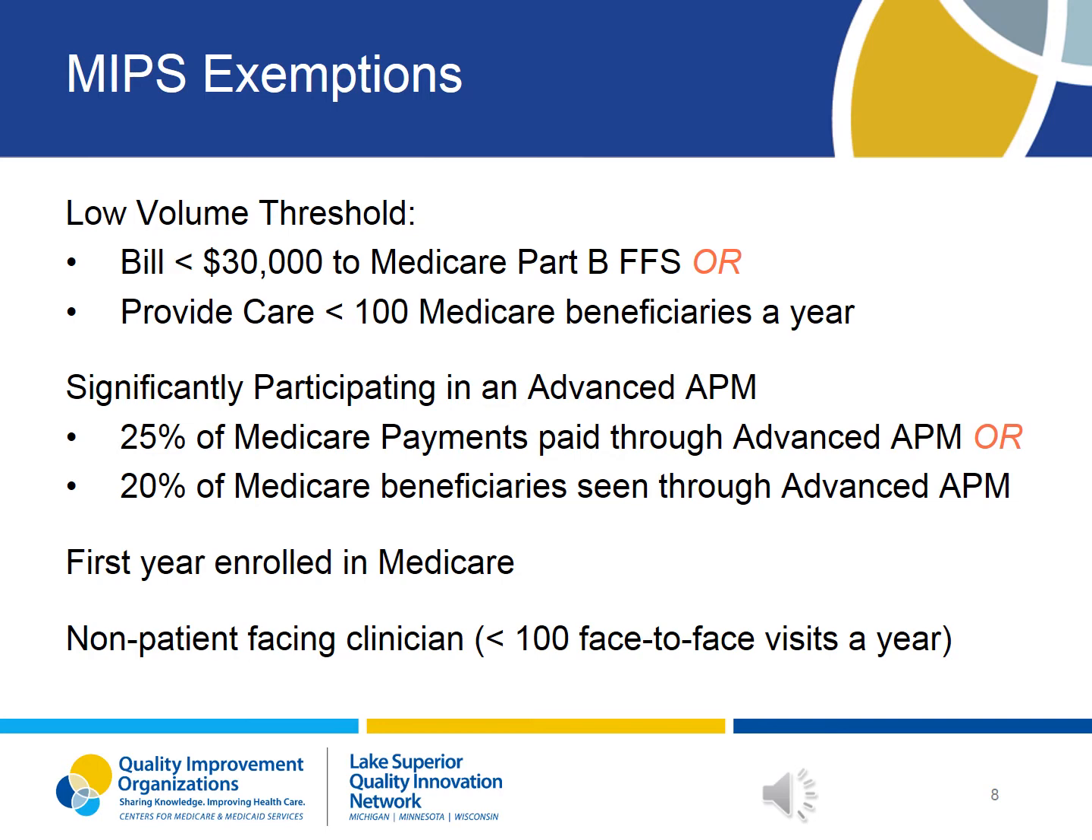Also, if a clinician is significantly participating in an advanced alternative payment model, they would be exempt. Significantly participating is defined as 25% of Medicare payments paid through an advanced APM or 20% of Medicare beneficiaries seen through the advanced APM. Additionally, the first-year enrollees in Medicare are exempt along with non-patient-facing clinicians, those who have fewer than 100 face-to-face visits in a year.